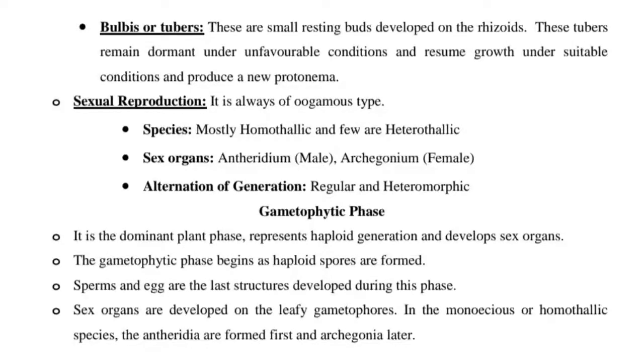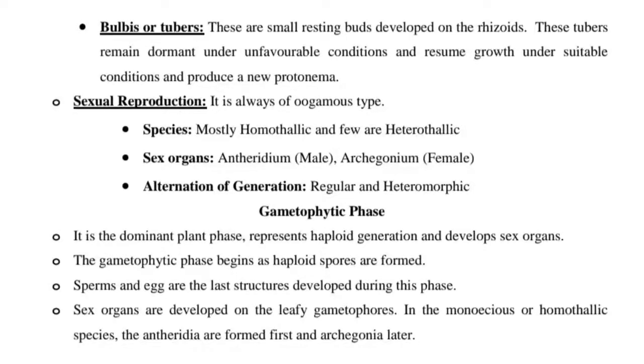Sex organs: antheridium, male; archegonium, female. Alternation of generation. Regular and heteromorphic. The gametophytic phase is the dominant plant phase. It represents the haploid generation and develops sex organs. The gametophytic phase begins as haploid spores are formed. Sperms and eggs are the last structures developed during this phase. Sex organs are developed on the leafy gametophores.